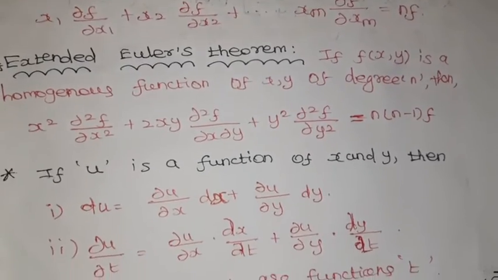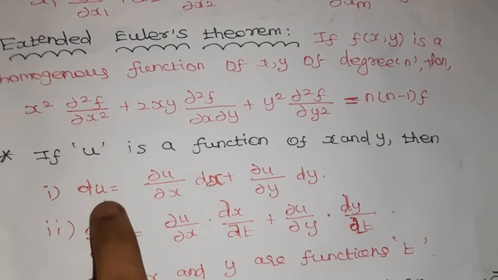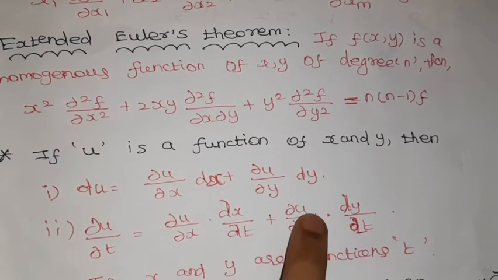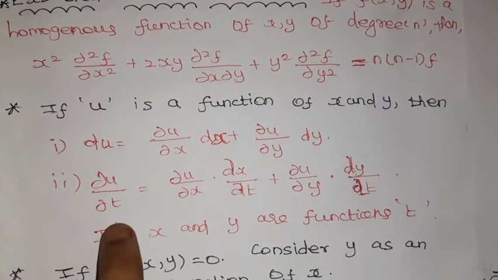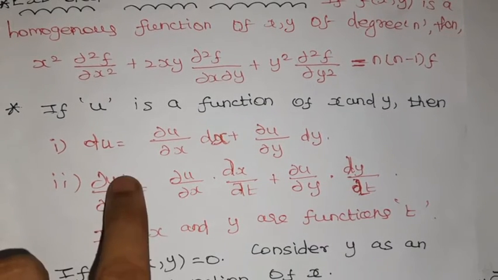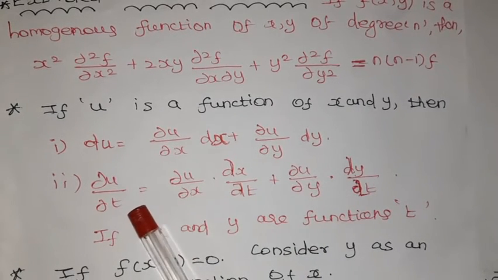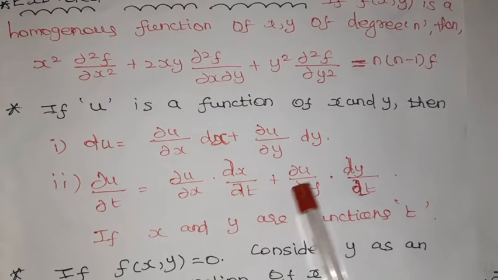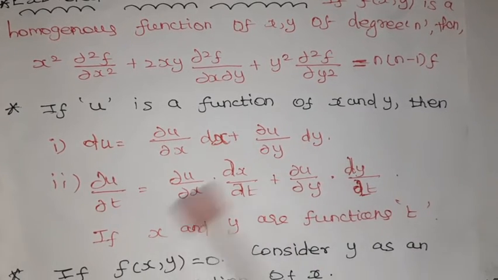If u is a function of x and y, then du equals dou u by dou x into dx plus dou u by dou y into dy. Then dou u by dou t: u is dependent on t, but u is a function of x and y. If x and y are functions of t, we can say dou u by dou x into dou x by dou t plus dou u by dou y into dou y by dou t.